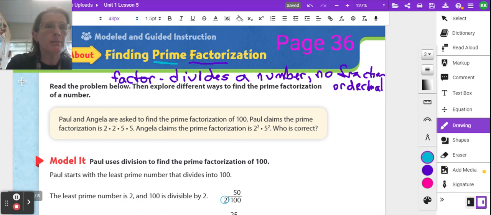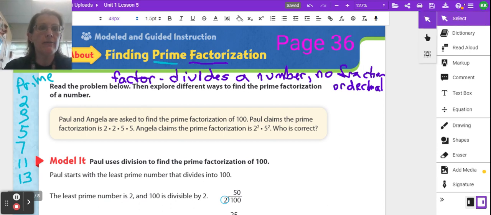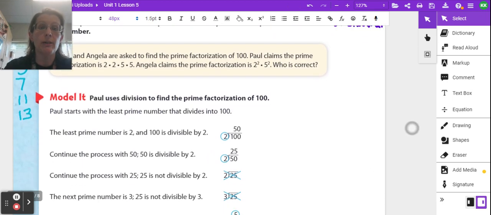On your paper, it would probably really help you if you wrote down this list of common prime numbers. Prime numbers are numbers that cannot be factored by anything but one or themselves, so they can't be broken down. So the most common prime factors that we'll use are 2, 3, 5, 7, 11, and 13. There are more than that, but those are the ones that we will use the most. So 2, 3, 5, 7, 11, 13. 9 is odd, but 9 is not prime because you can do 3 times 3 to get 9.